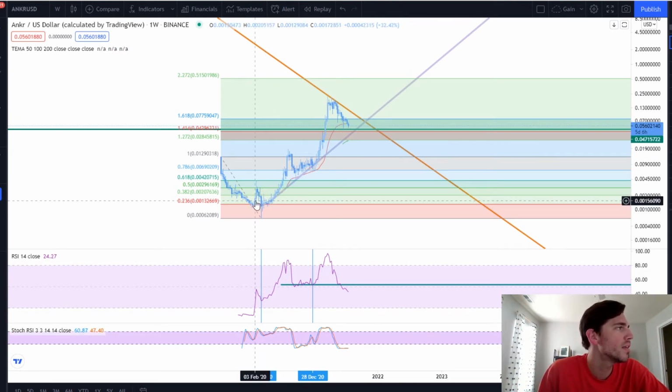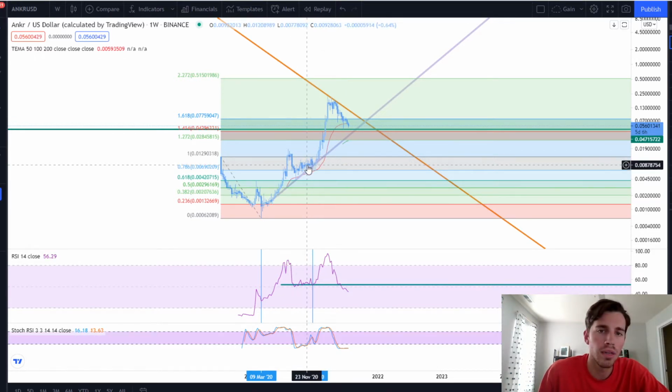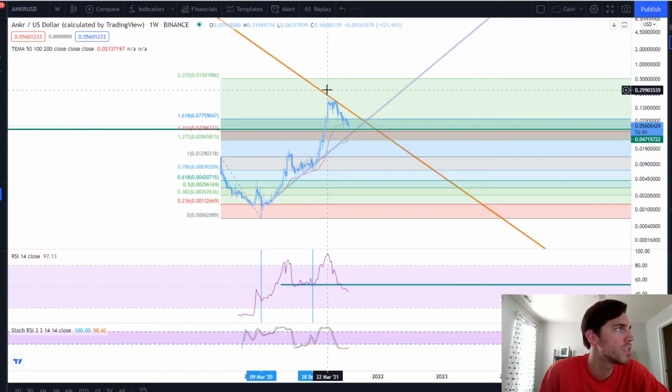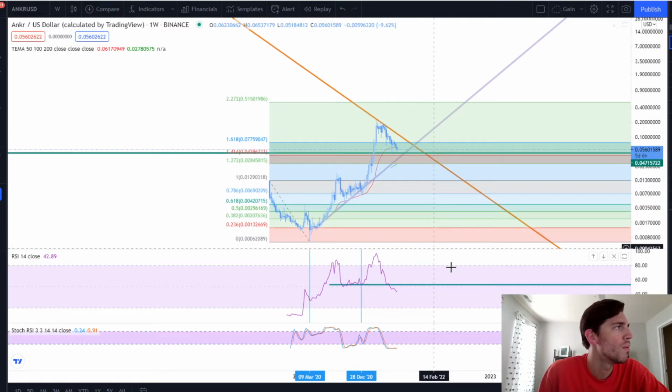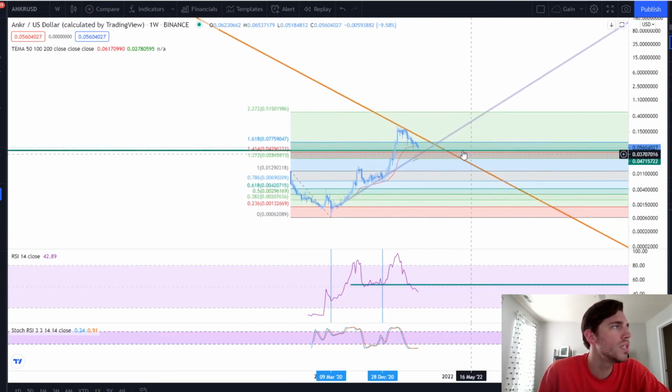And you can see here that we kind of rode this support line, and then we had a spike up, and then we came back down and we actually tested this level for support and then bounced off of it, and we've come back down. Now, you see these two lines here converge at around the 6.5 cent mark.